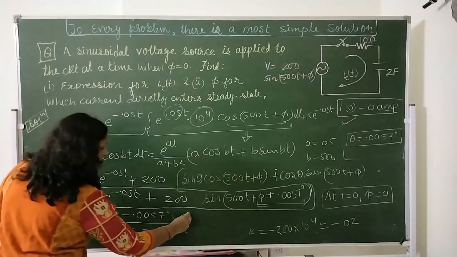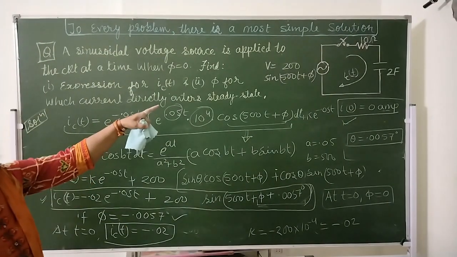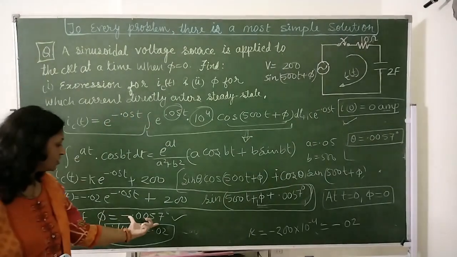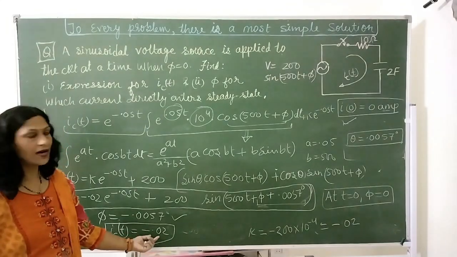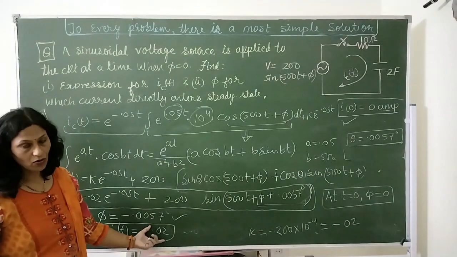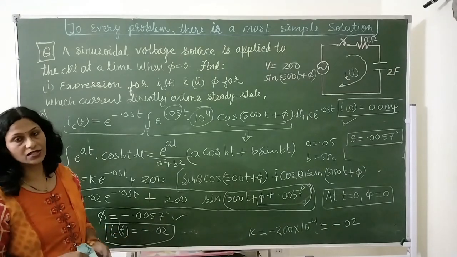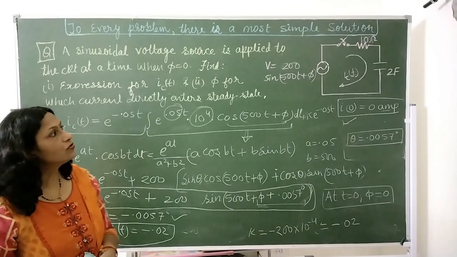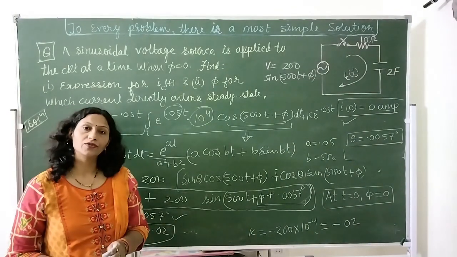If phi is this much, if the signal is applied with this phase shift, then current will directly enter into a constant value or a steady state value. So this is the way to solve this type of question. Thank you.